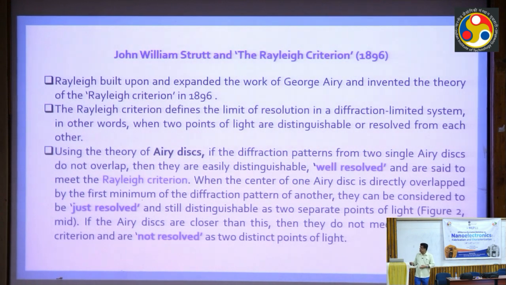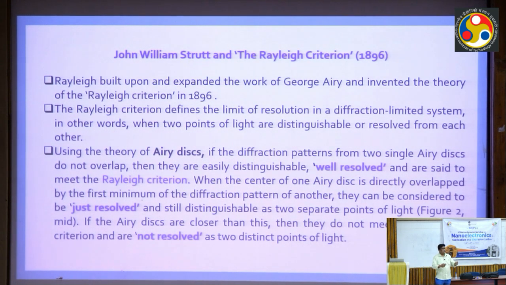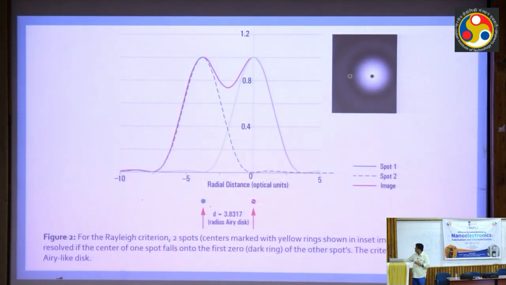The last part is Rayleigh's criterion. He defined that there could be well resolved disks, just resolved, and non-resolved configurations of the Airy disks. That is very important for us to know. In this diagram, you can see two peaks which are just resolved. If they are quite separated, they are well resolved. If they are overlapping, they are not resolved. If they are not resolved, we are not able to see under any light source or microscopy. So these points were clarified.